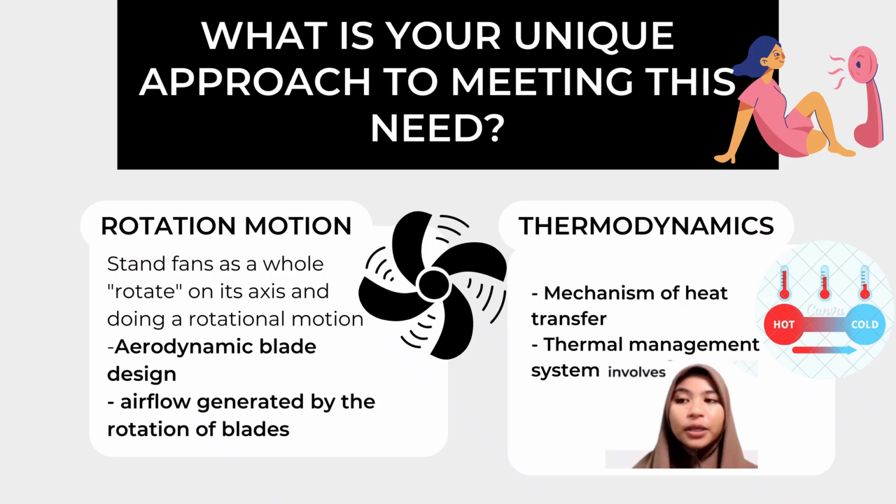Now, I will explain what our unique approach to meeting this need is. The first one is rotational motion. Stack fans as a wall rotate on their axis, so we can say they are doing rotational motion, whereas fan blades move in a circle with a fixed distance from the center. Thus, they are doing circular motion.